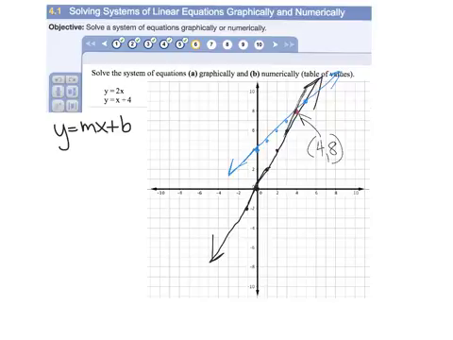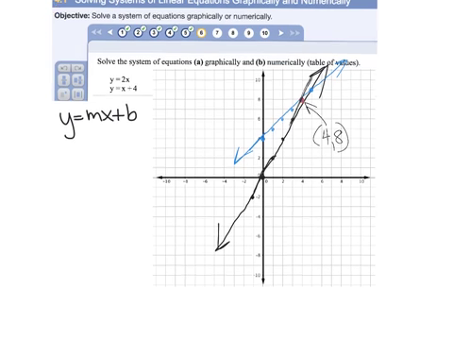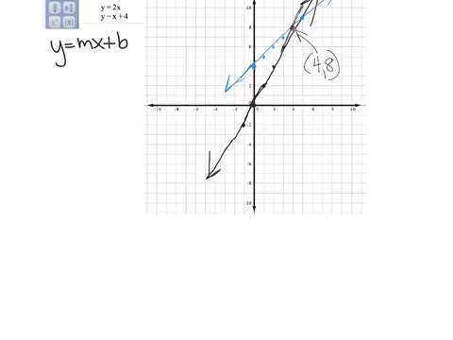So now that we know the solution is 4, 8, we need to do what they say, which is now we got to prove it using a table. And so what we're going to do is we can say, well, one of our equations is y is equal to 2x. The other equation is y is equal to x plus 4.